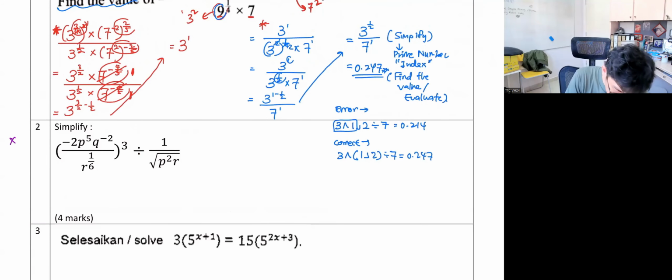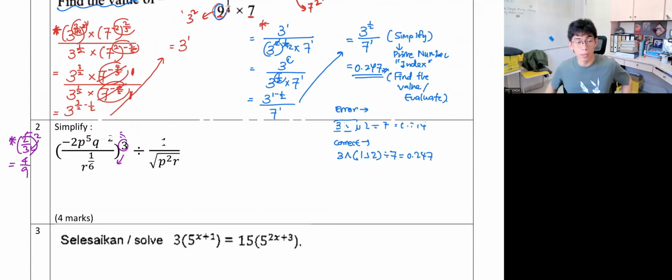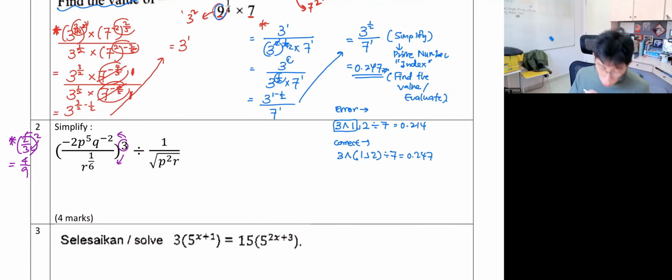First, (2/3) square. Agree or not? The square you're going to move to the one on top and the one at the bottom, right? And you will get 4/9. You know that because this is from Form 1. So the 3 over here you're going to move to the top and the bottom, right? Okay.